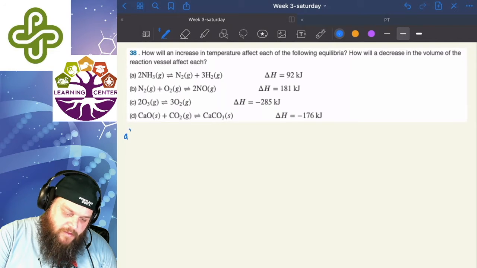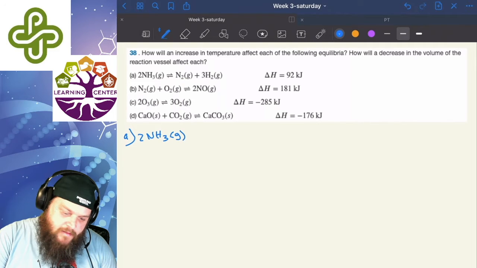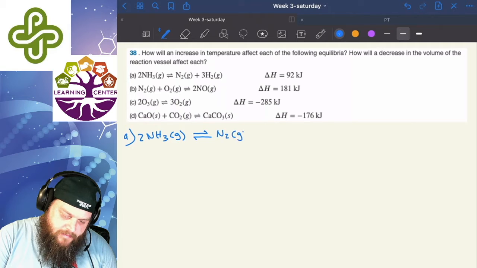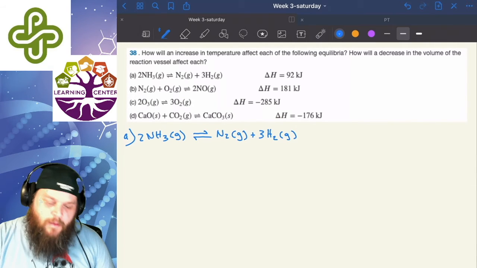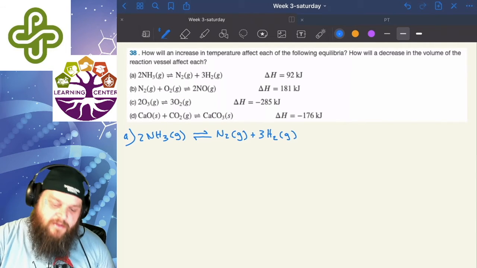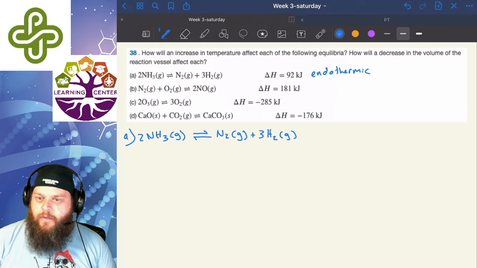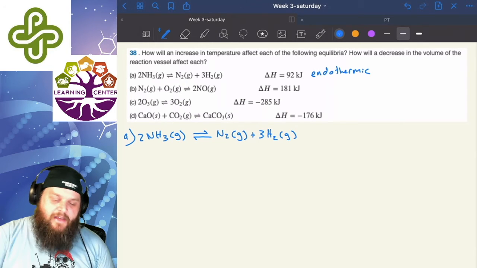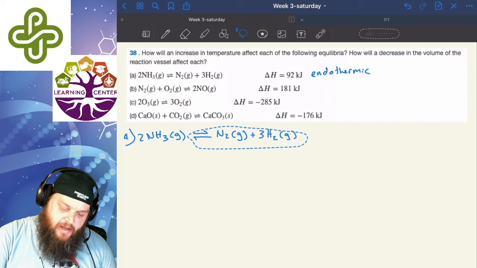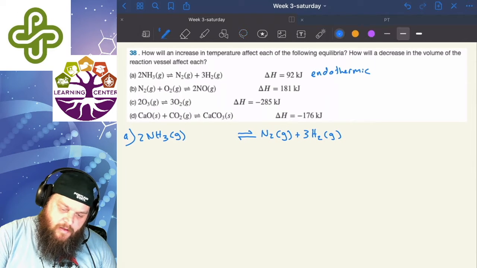So the first one is 2NH3 gas is in equilibrium with N2 gas plus 3H2 gas. And we're going to see it's a positive delta H, so we know this is endothermic. And because it's endothermic, we're going to have heat, just like we did before, as a reactant. So I'm going to slide this over and throw in heat here.